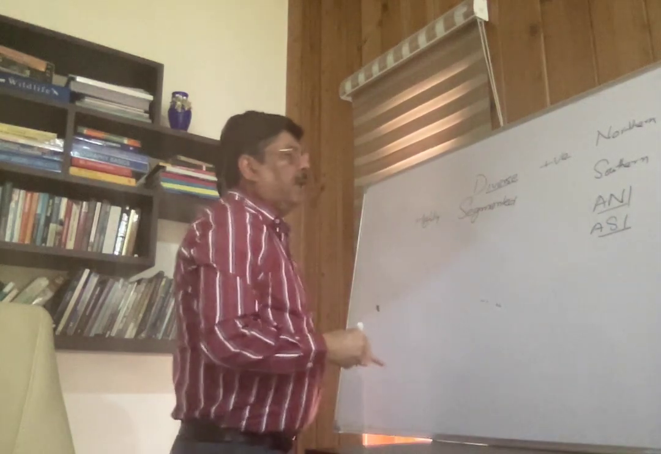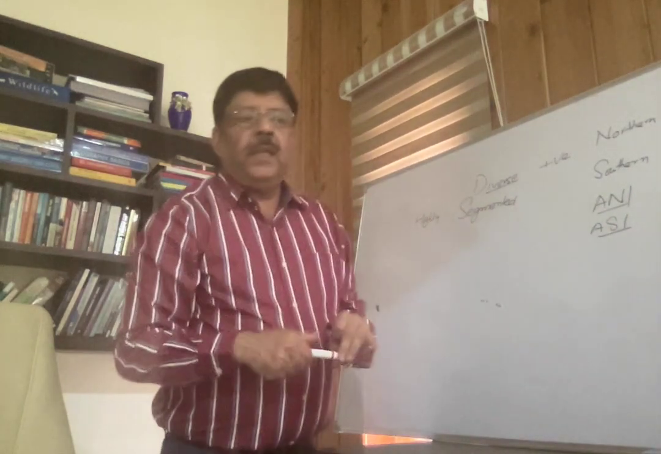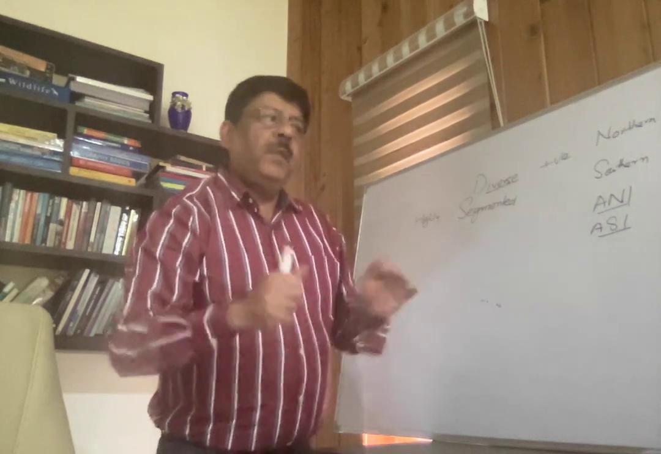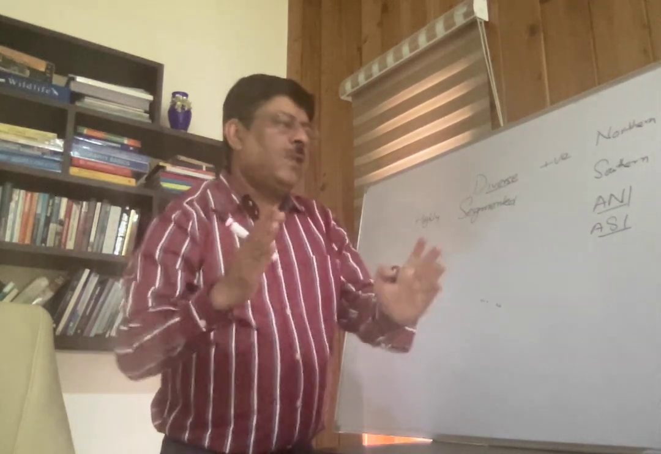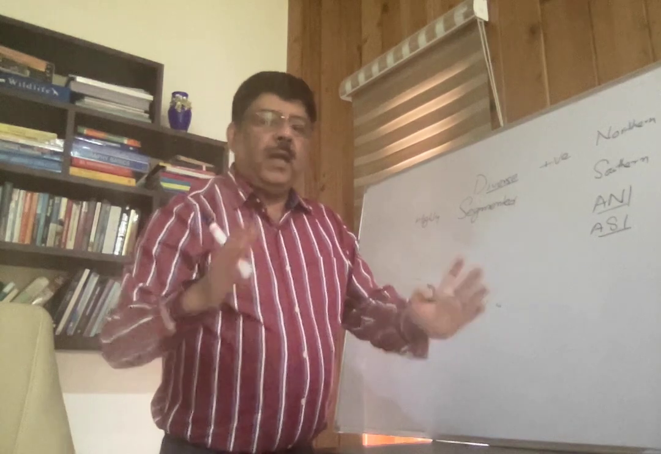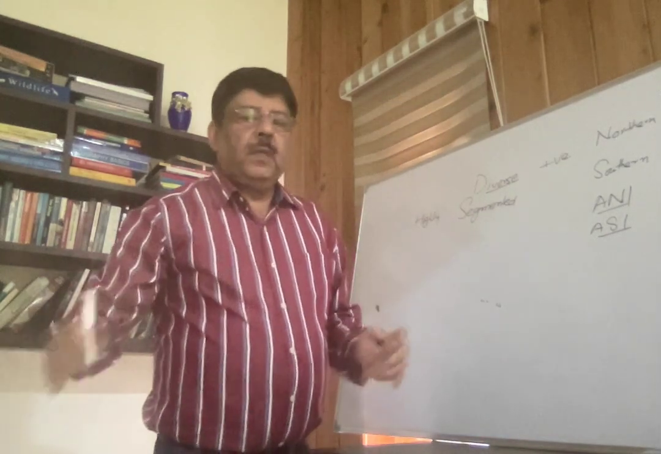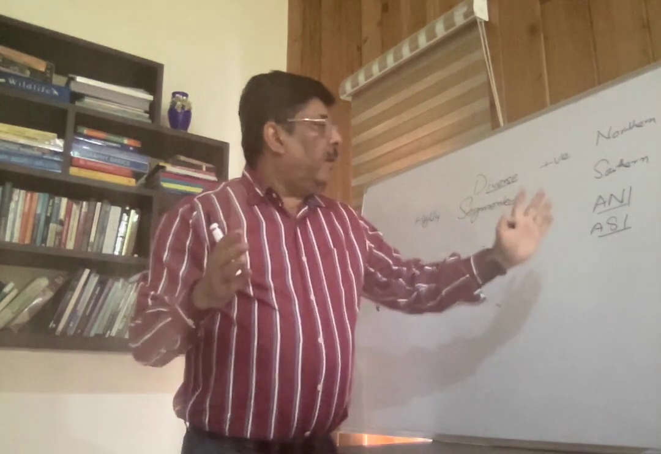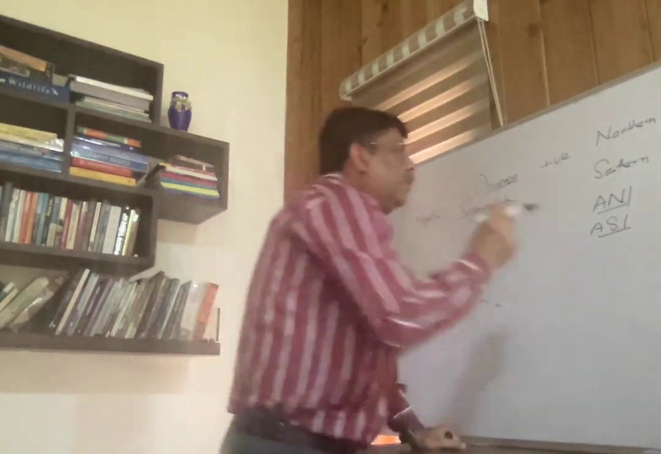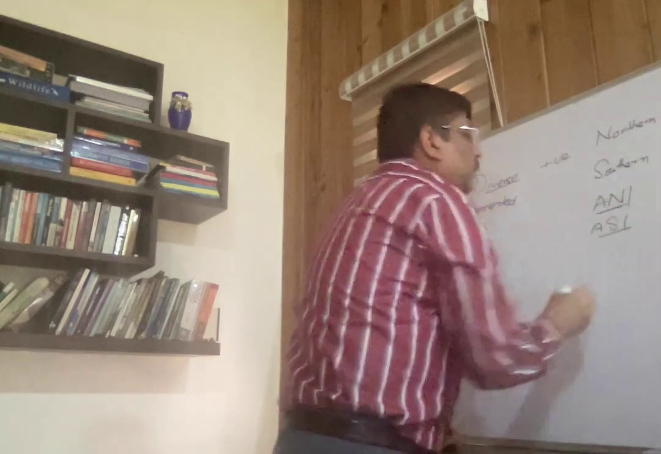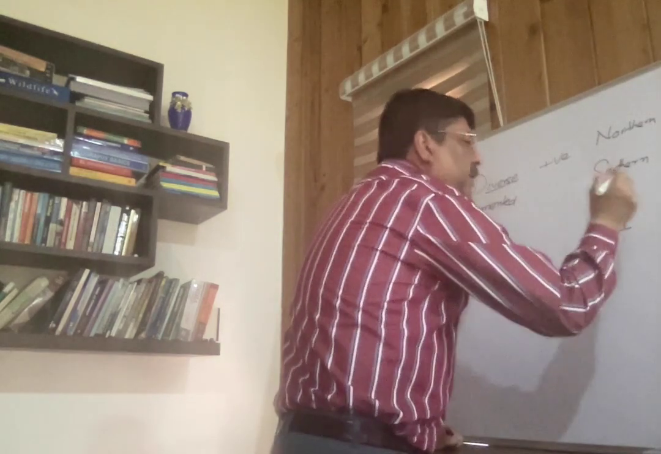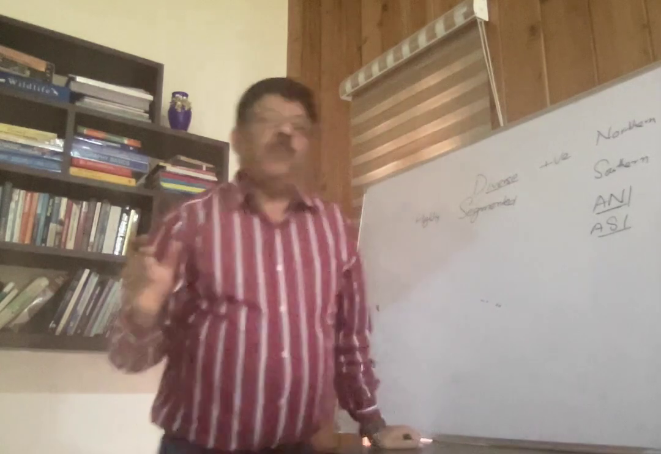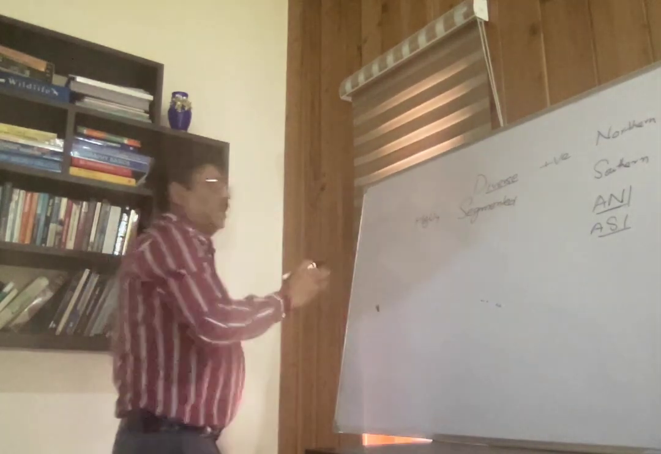And it is not so that they were not mixed up. They mixed up, but the mixing was not on a large scale. In ANI, different genetic markers are there, and in ASI, different genetic markers are there. Okay, we will talk about it later.